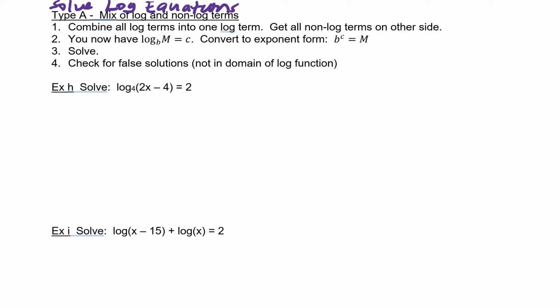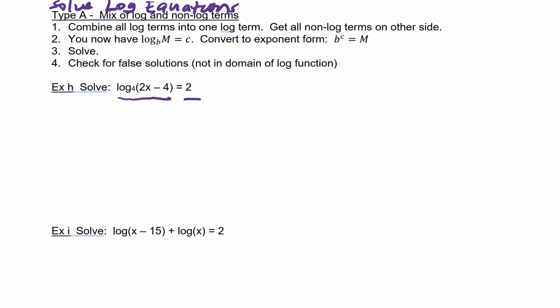In this video, I'm going to show you how to solve log equations, and there are basically two types, and we'll look at the first type. This one says mix of log and non-log terms, and what that means is that on the left side of the equation you've got an expression with a log. It's log base 4 of 2x minus 4 is equal to, but then on the right hand side this is a non-log term. It doesn't have a log in front of it.